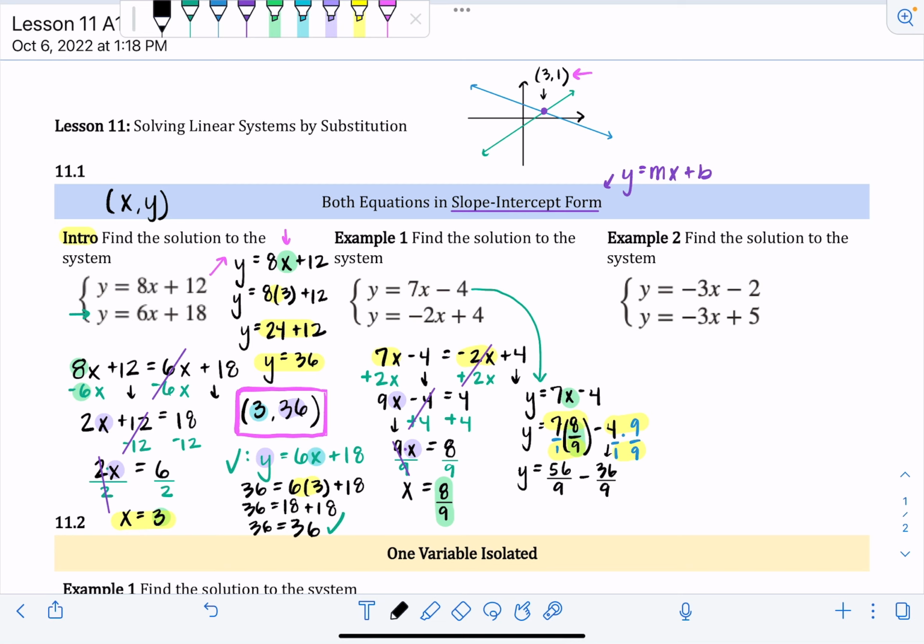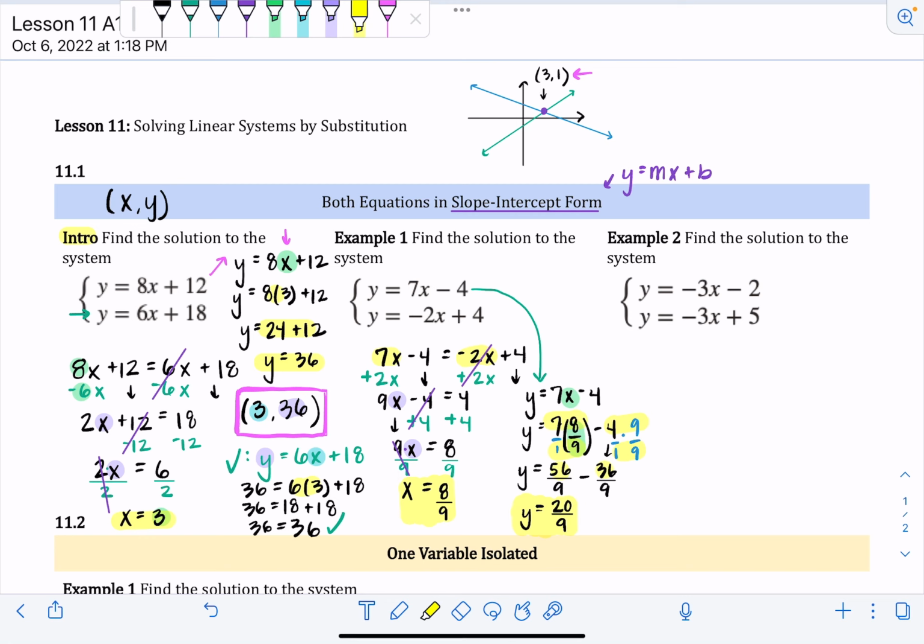And then I have my common denominators. I'm ready to just subtract the numerators. So I would do 56 minus 36. So I have y equals 56 minus 36 is 20 over 9. Okay, so we ended up with x equals 8/9, y equals 20/9.